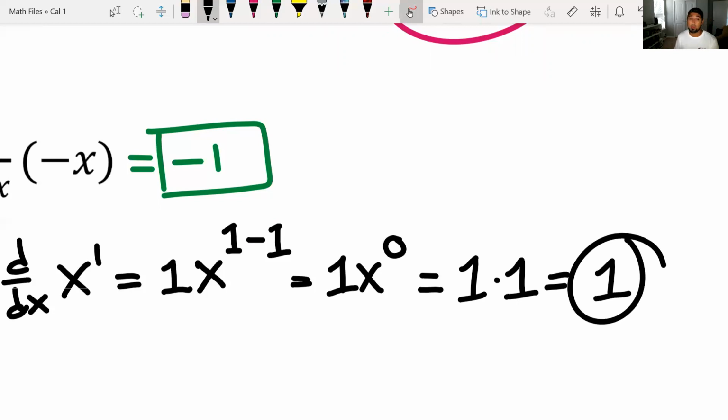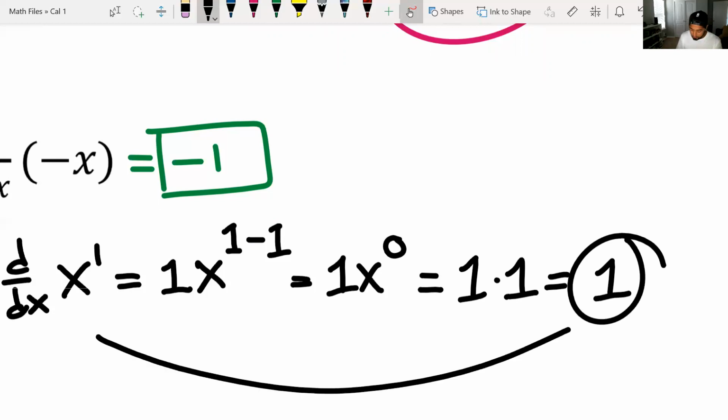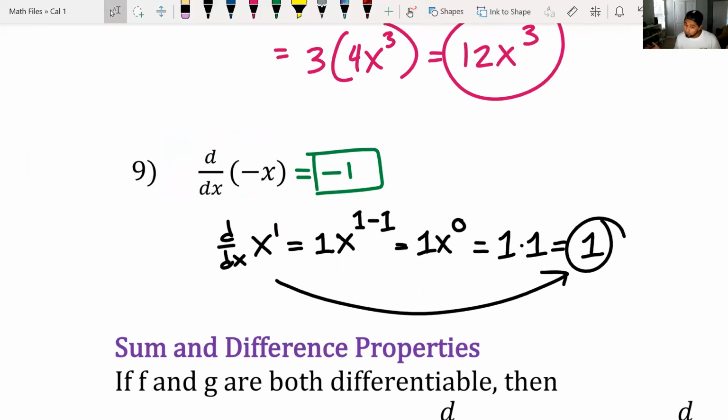This is why the derivative of x is always 1. The derivative of negative x is -1. Makes sense now, right? There you go. Little proof.